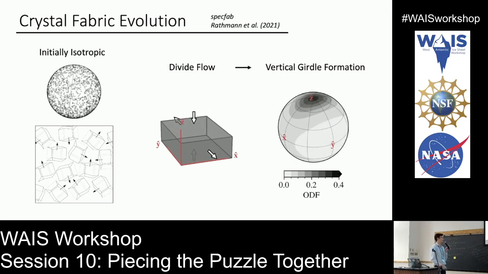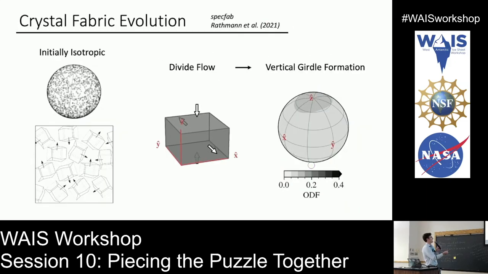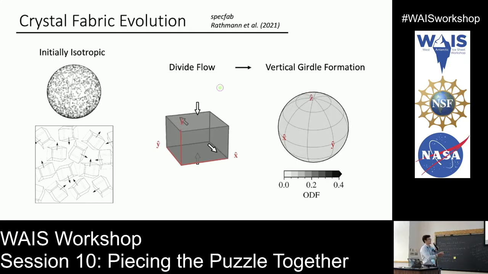And at a divide, you have compression in the vertical, and then you have some outward extension, and that should form what's called a vertical girdle. It looks like this. And that actually is measurable by radar.